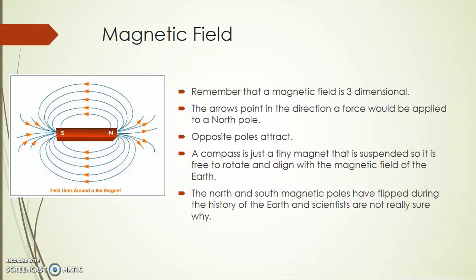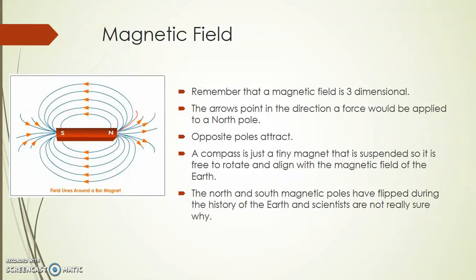Remember that a magnetic field is three-dimensional. So when you look at it on the picture right here, you see lines coming out, but remember that the lines are coming off the screen back into the screen, as well as going past your screen back into it. So it's more of a sphere than a two-dimensional shape. The arrows point in the direction a force would be applied to the north pole.